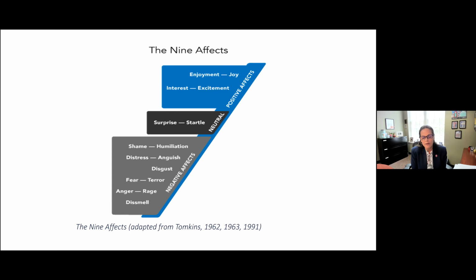Tompkins defined emotion or affects. He said there are 9 innate affects, meaning innate, that we're all born with the ability to experience these affects. If you look at the image I have here, you see that there are 2 positive affects: enjoyment, joy, and interest, excitement.